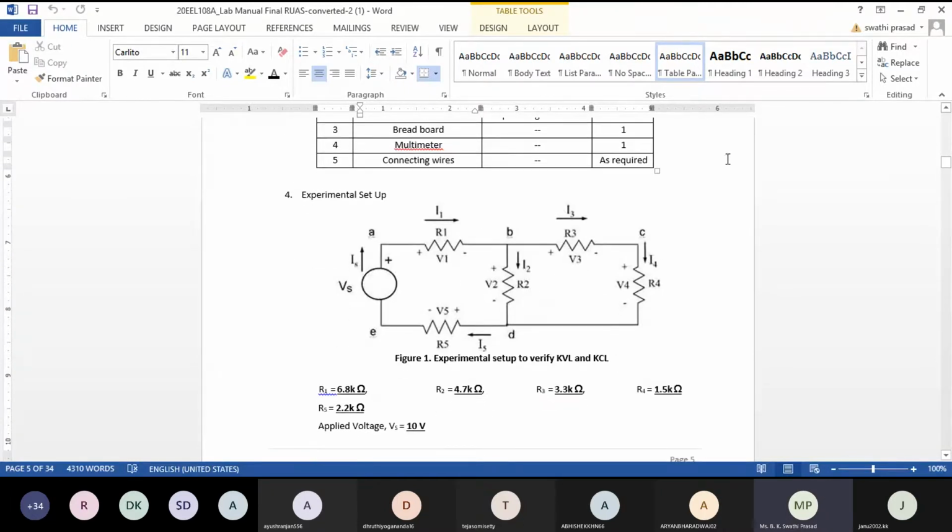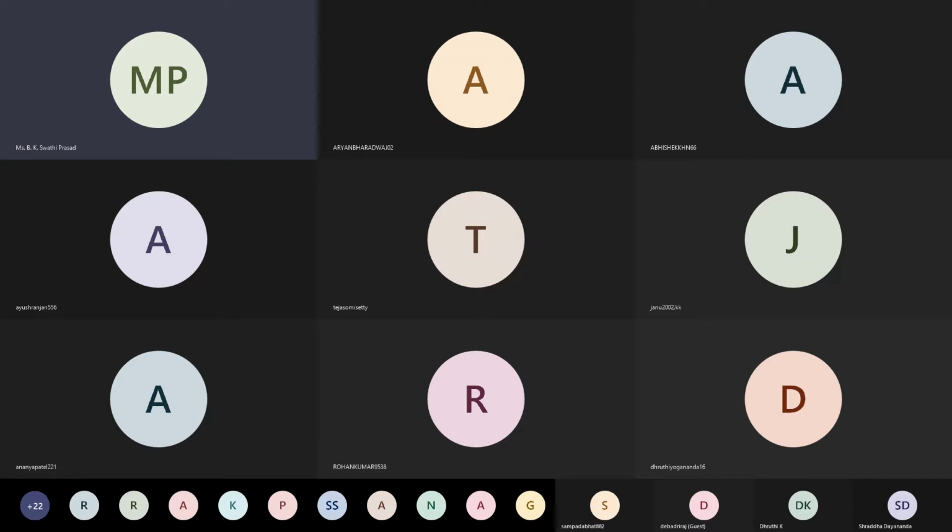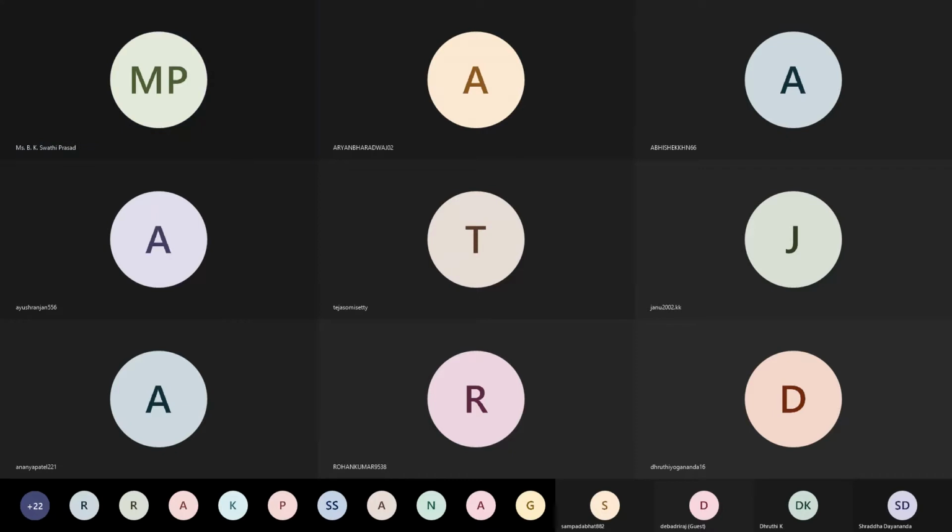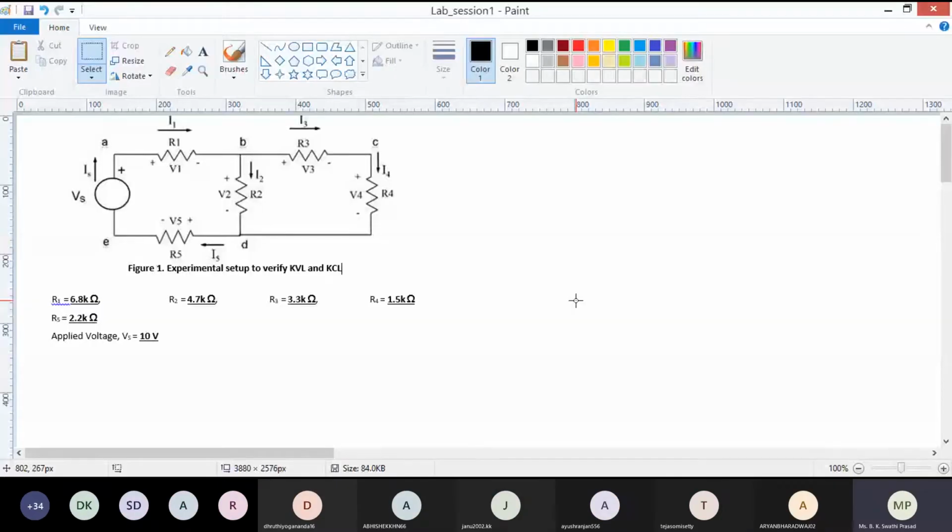Now let us analyze how to evaluate this circuit using KVL and KCL. Let us solve this problem. Shall we solve this problem? Yes, ma'am. Can you all see this paint board, whatever I have here? Yes, ma'am.